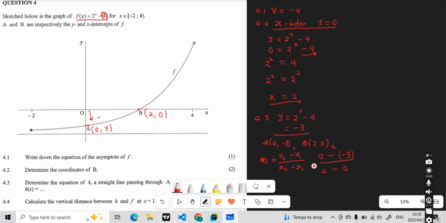So here minus minus is positive 3, and so our m is equal to 3 divided by 2. Does it make sense? Yes, it does, because the graph, the way it is, has got a positive gradient.